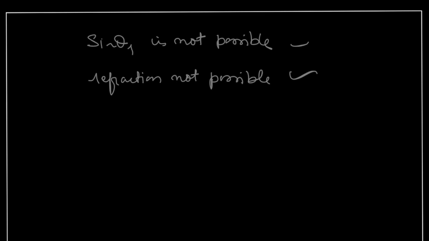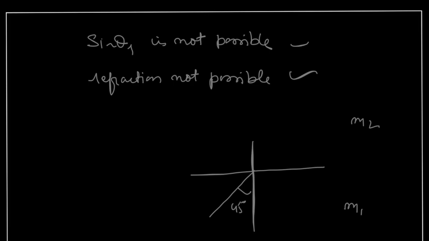So what will happen? This is the refractive index. This is the refracting surface. Now, this is our M2 air and this is M1. The light was incident at 45 degree. This is the 45 degree. Now it cannot refract, and this is also practical. If you go beyond some angle, which is called critical angle, what will happen? The light will stop refracting. Practically, if we see, we can say it should refract, but it will not refract. It will bounce back just like reflection.